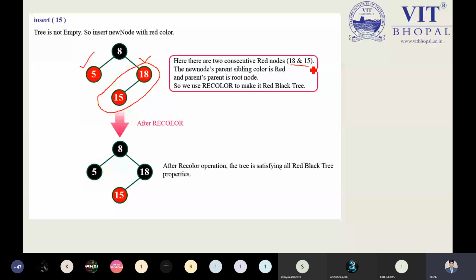And the parent's parent is the root node, as we know, 8. Here we are talking about the 8. So we use a recolor to make the red black tree. After recoloring, 18 becomes black. And please keep in mind that the same level must be black. So after recoloring, the tree satisfies the red black tree's properties.